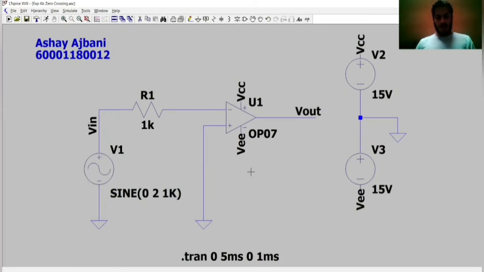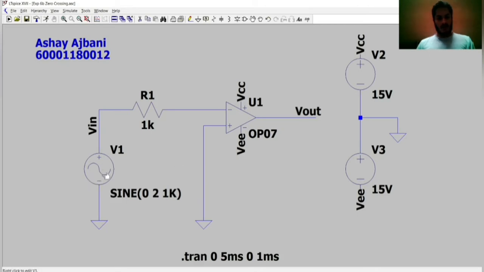So the first application of the comparators is the zero crossing detector, which means that whenever the input signal passes through zero, there will be a high to low or a low to high transition in the output waveform. For that we set the reference voltage we used to set in the comparators to 0, so that the input sine wave will be compared to 0 volts.